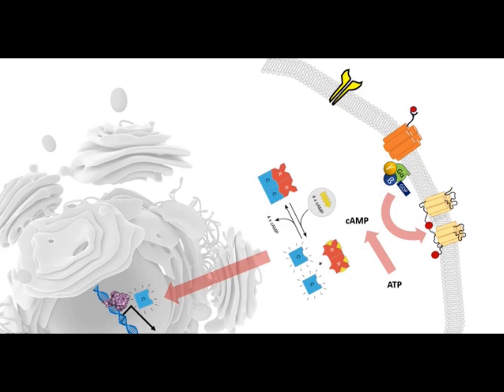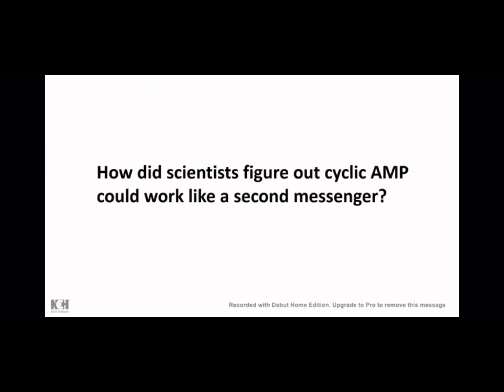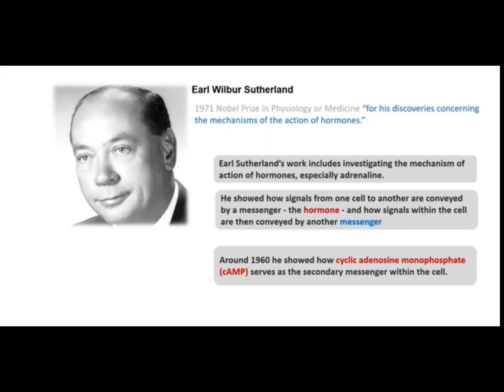Why are we learning them? They regulate the activation and the deactivation of the G proteins. In other words, they are responsible for the hydrolysis of GTP back to GDP. An important function of this cAMP is for the formation of long-term memory. Do you wonder how scientists figured out that cAMP could work as a second messenger?